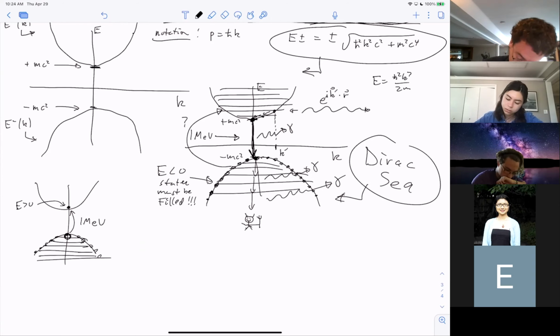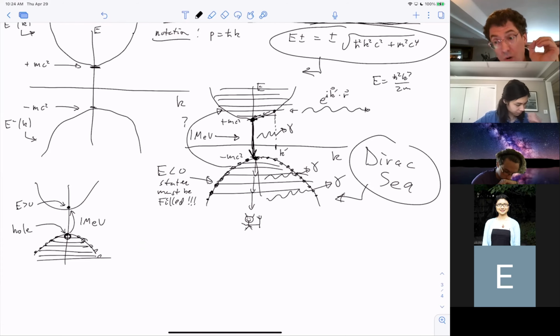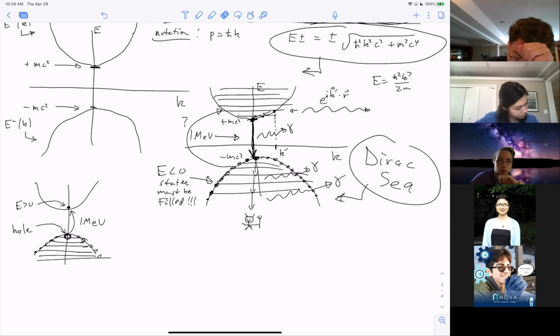But then I have a hole here. I have all those negative energy electrons, but one is missing. That's a hole. We call that a hole, and I think it's obvious why we use that terminology. What is that hole? It is a missing negative energy electron. What the hell is that thing? What do I call it? Does anybody know? A positron? That's exactly right. That's what we call it. And that, my friend, is the antiparticle.